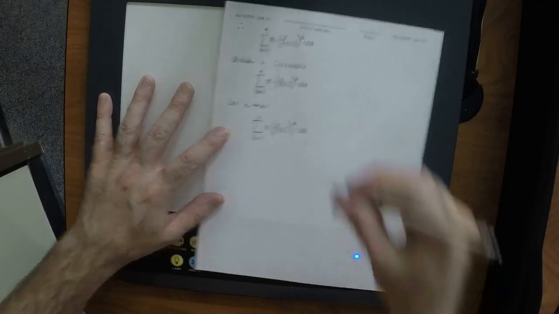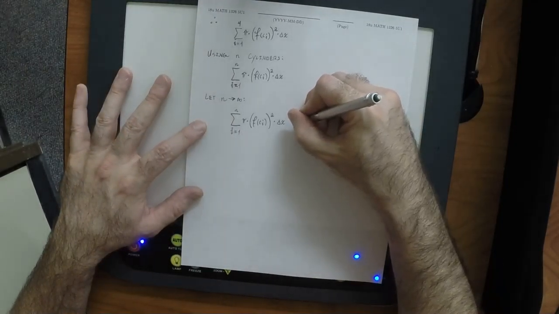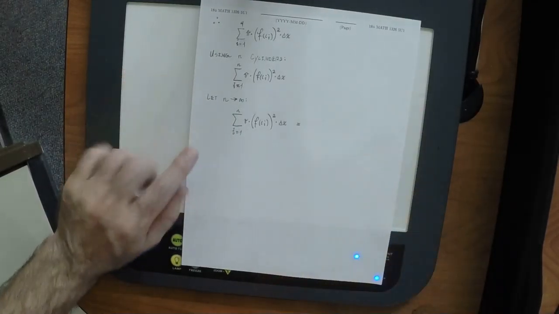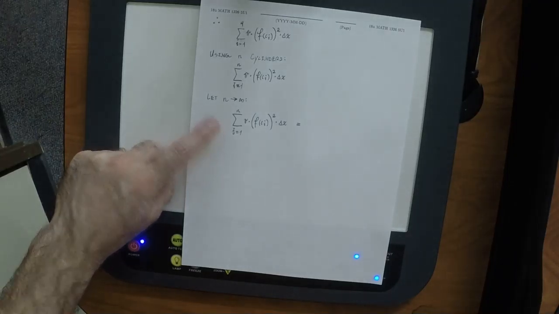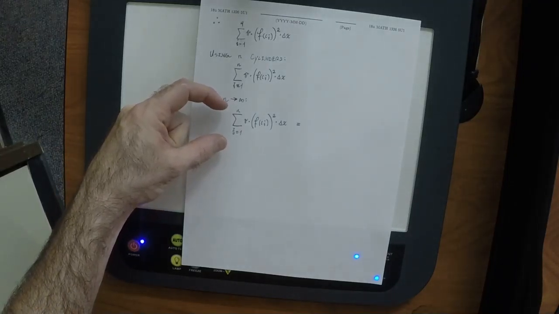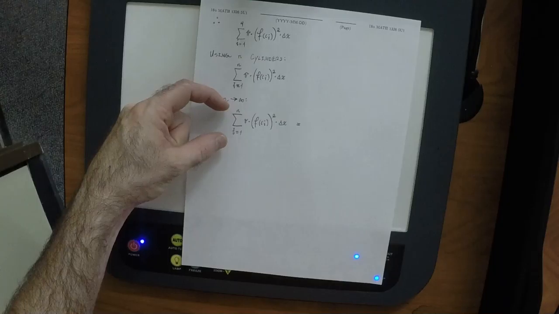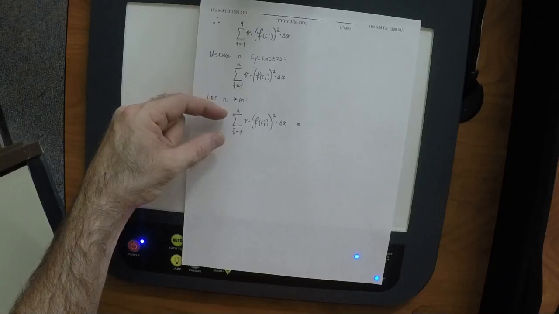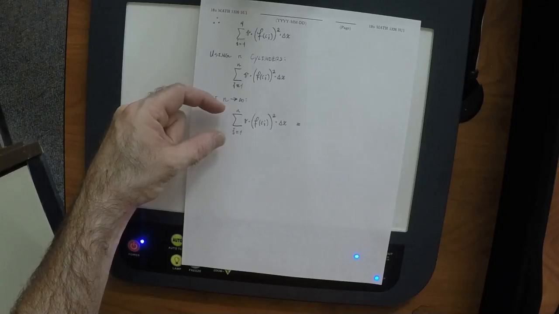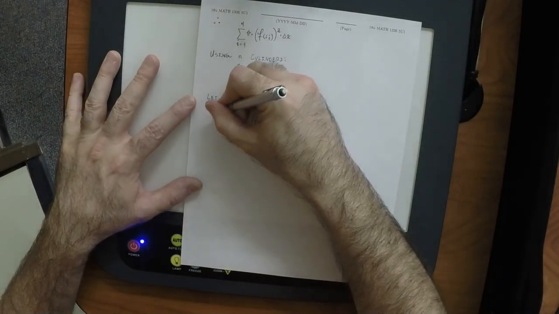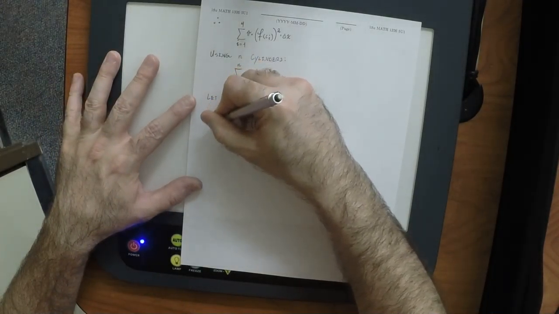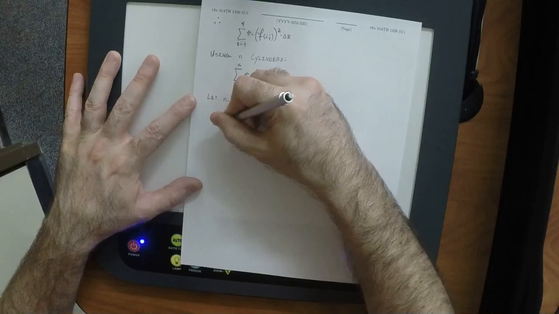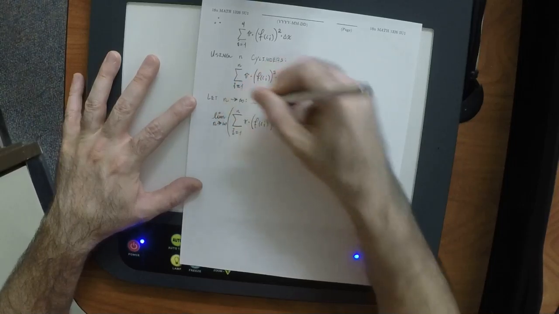And I want to write something right here. I left myself a spot right there, which mathematically is the thing that says, okay, now we're going to let the number of cylinders go to infinity. So what do I need to write right here? Limit, right? So we're going to say limit as n goes to infinity of this thing.